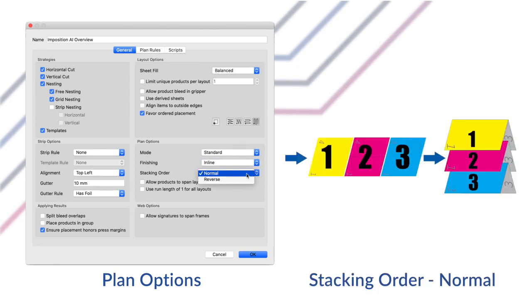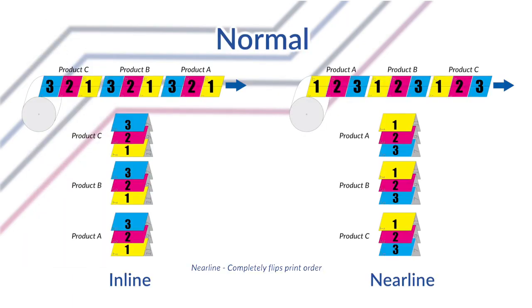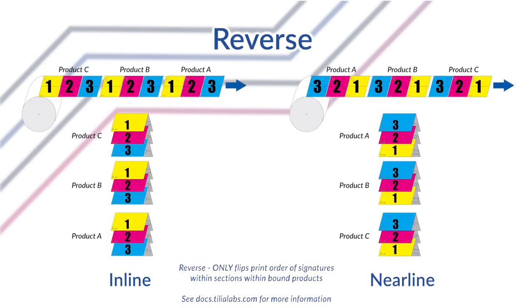Next up, the stacking order controls the order of bound signatures within each section of a product when running in lanes plan mode. The reverse stacking order option will reverse the signatures within each section. Just to make things clear, remember that the reverse stacking order differs from the nearline finishing option in that nearline reverses the signature order across all sections in the product. The reverse option is used when finishing equipment needs to process signatures in each section in the opposite order they are fed in. So the normal option means that the signature order within each section is unchanged, while reverse means the signature order within each section is reversed.